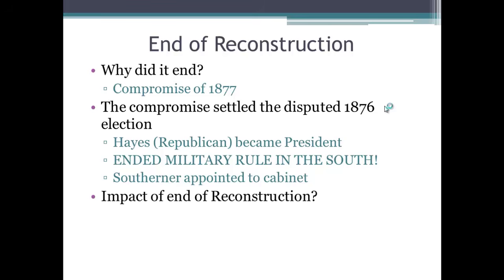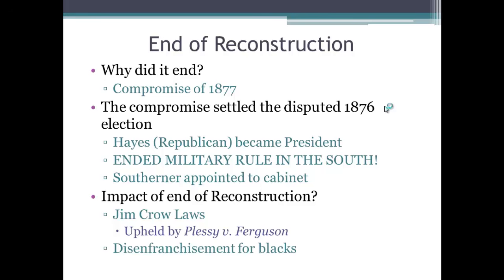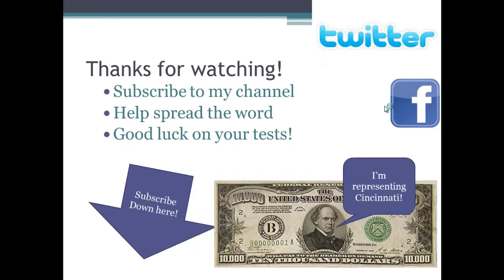So what is the impact of the end of Reconstruction? Jim Crow laws now come about, which make segregation legal, and this is later upheld in 1896 by the famous court case Plessy versus Ferguson. And also, sadly for African Americans, we see disenfranchisement, and many of them are not voting or are intimidated to not vote or kept from voting because of poll taxes and literacy tests as well. Okay, that's everything you need to know about Reconstruction.